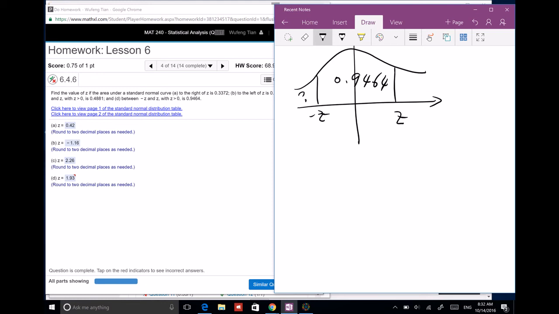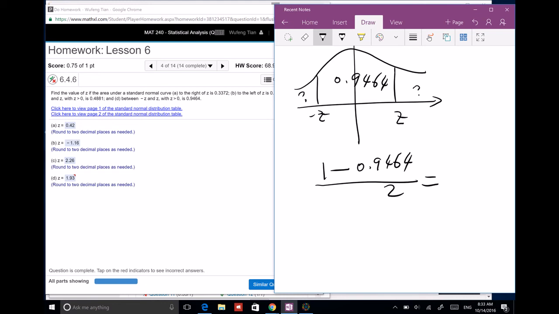How about this part? Since this is symmetric, the whole thing is 1. So you can use 1 minus 0.9464, divided by 2, to get the area. I have two question marks, and they're symmetric, so they're exactly the same. So the whole thing is 1. I use 1, subtract the middle one, divide by 2. It's going to be the area of the 1 question mark.